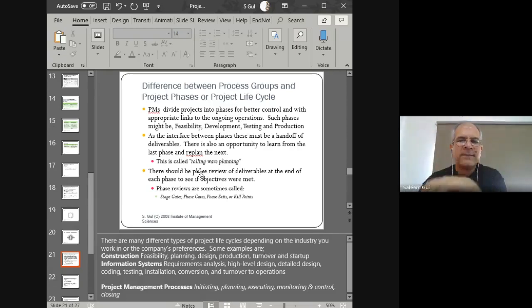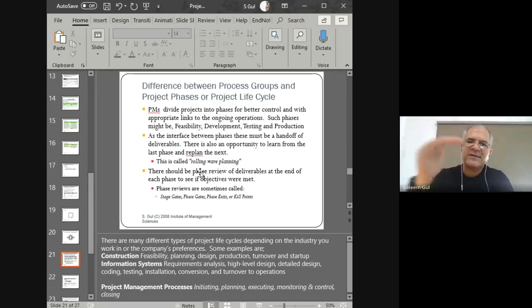Right? And then the idea of progressive elaboration again pops up, and the term that we like to use here is something called rolling wave planning. Rolling wave means that we've got abstract plans, and then slowly and gradually a more detailed plan.